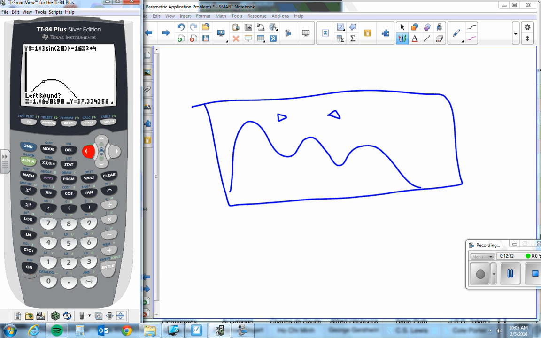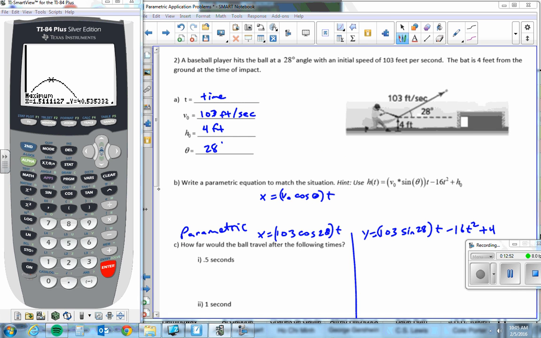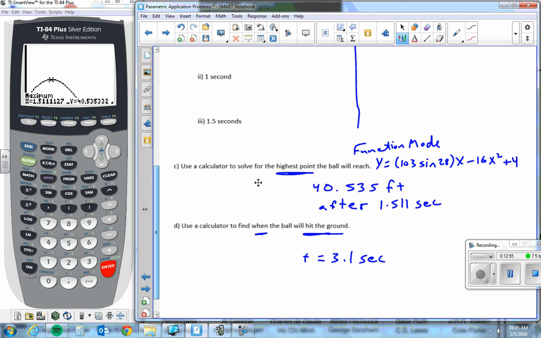So here, if you want to have a left bound, just make sure your cursor is to the left. You can either cursor over to the left of the maximum and then just press enter, or you can select it. The right bound just needs to be something definitely to the right. The right side of the screen I set to be 5, so I can just type in 5. And for guess, just press enter. And then there you go. And that's what I wrote down. The maximum height was 40.535. It occurred at 1.51 seconds.